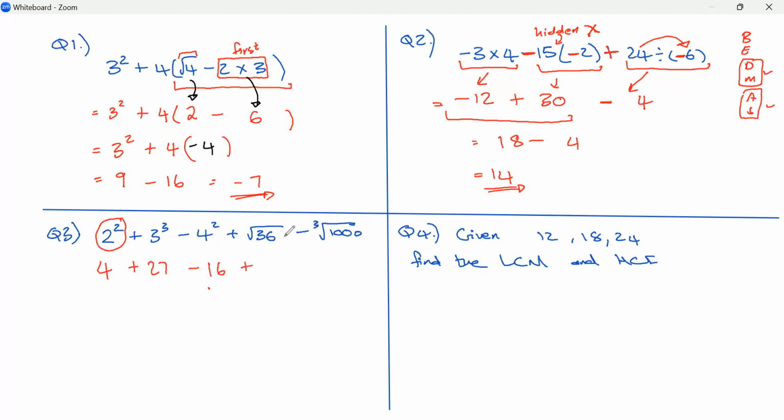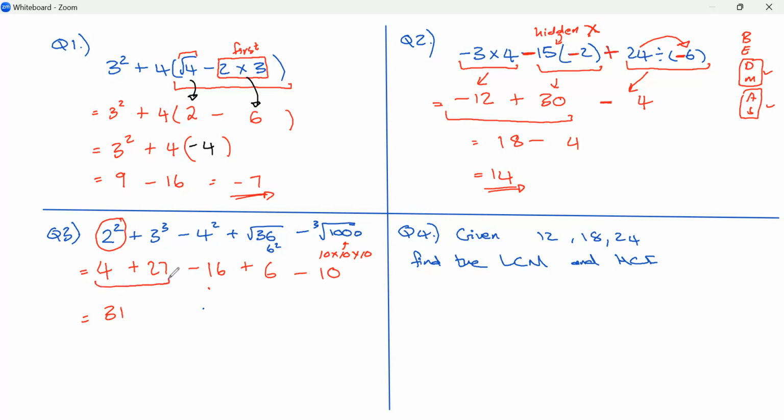The square root of 36 is a number that multiplies by itself to get to 36. That's 6, because 6 squared is 36. And the cube root of 1,000 is a number that multiplies by itself 3 times to go to 1,000, and that's 10. And so that becomes 10. This here is 6 squared. All right. Now, from here, I got 4 plus 27, which is 31.